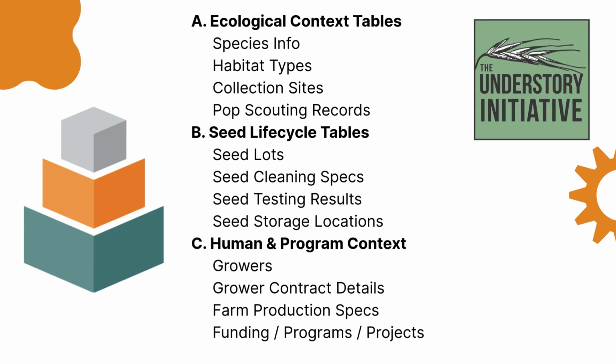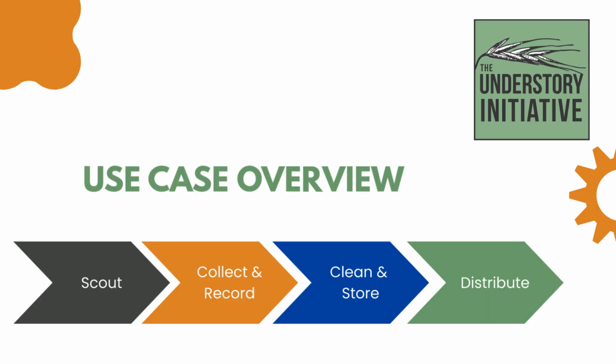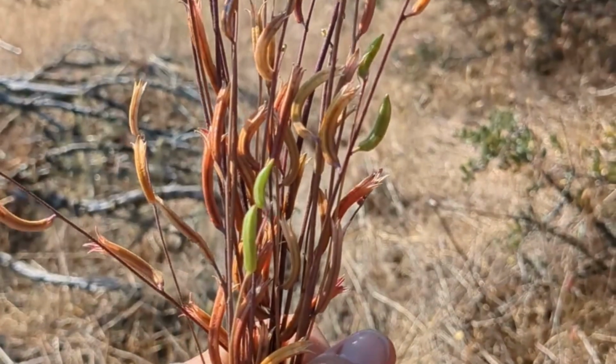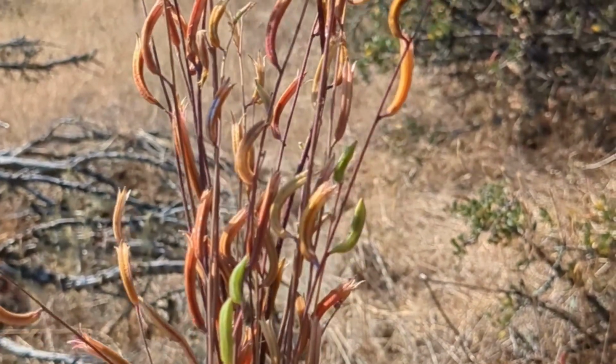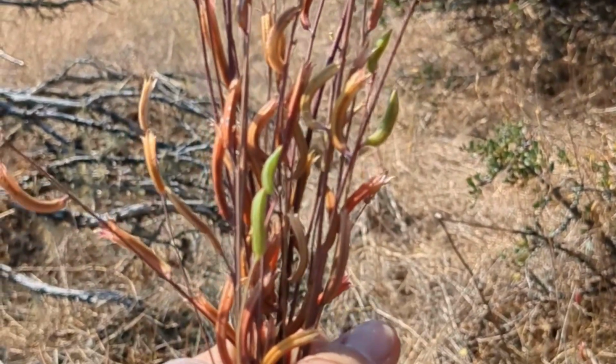Our database is broken up into three conceptual tiers: ecological, seed life cycle, and human and program. We are going to walk through the seed production life cycle in order to illustrate how our database works. One of the most powerful reasons to use a database is because it allows you to connect your scouting data to the seed lots actually produced.